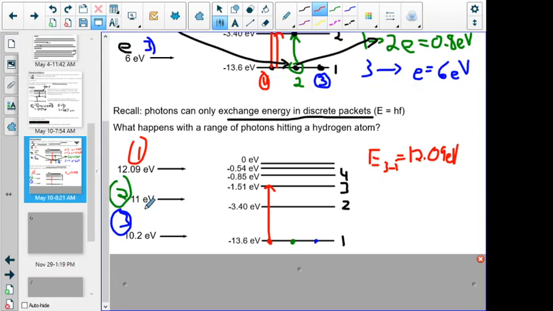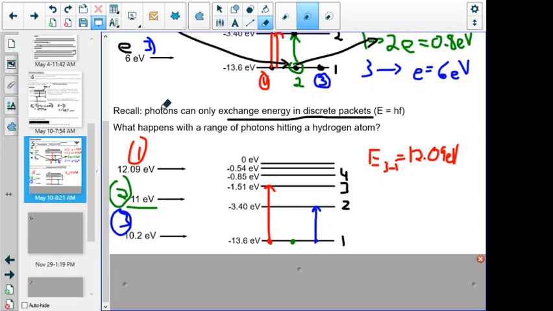What about number 2, 11 eV? Where does that one go? Well, we got to be careful here. Remember, my photon can only exchange exact amounts of energy. So how much energy would it take me to get from 1 to 2? Well, if you look ahead, you can see that photon 3 is going to have enough energy to get me from 1 to 2. But photon 2, it cannot exchange 11 electron volts. That would put my electron like here. That's not a valid energy level. Electrons can't be there. So it doesn't move.